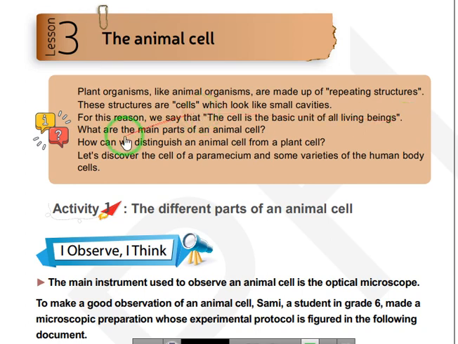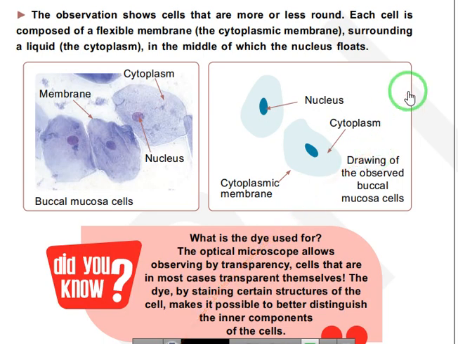So, what are the main parts of an animal cell? How can we distinguish an animal cell from a plant cell? So let's discover the cell of a paramecium, which is a kind of animal cell, and some varieties of other cells of the human body. The observation under the microscope shows the cells that are more or less round.